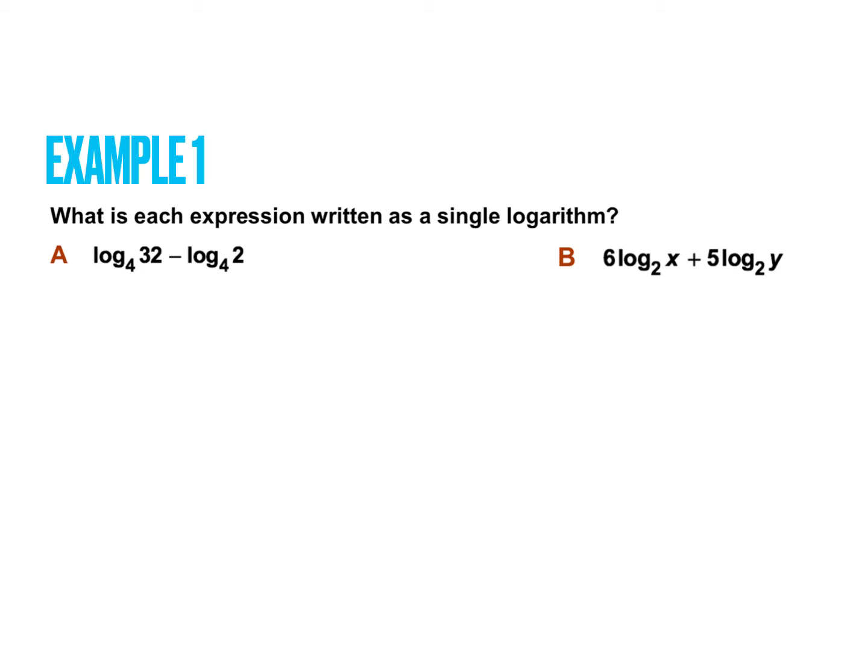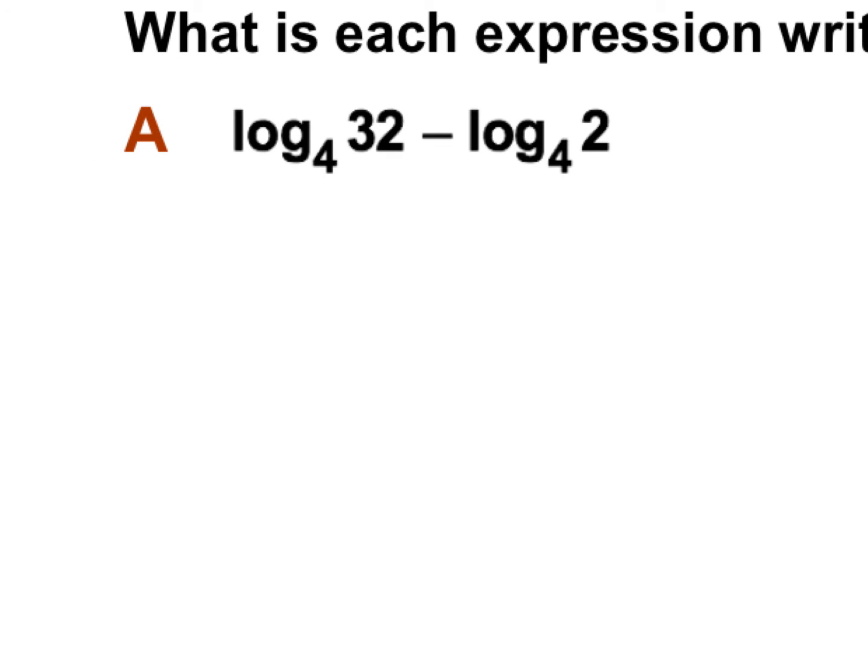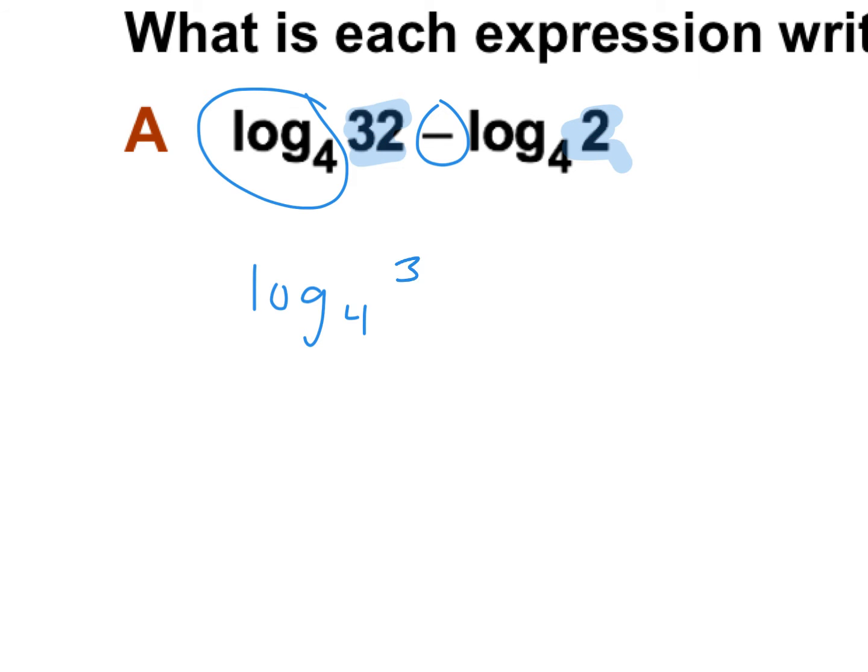So let's look at example 1a. What is each expression written as a single logarithm? So we're condensing this down to one log. What did we say goes with subtraction? Division. So we're condensing our log into one. We take the log and its base, so we have log base 4. That stays the same. And then we take everything behind it and divide it. So it would be 32 divided by 2. What's 32 divided by 2? 16.